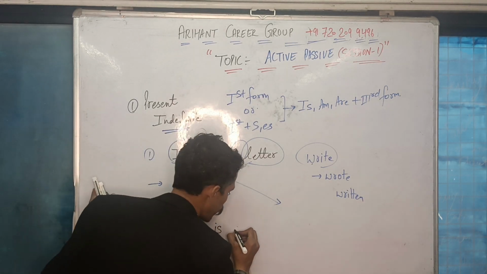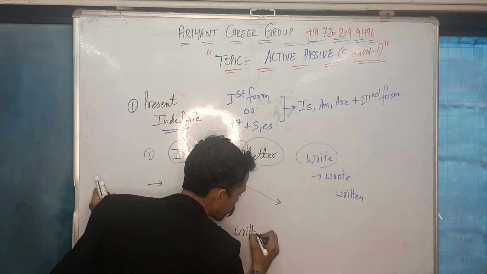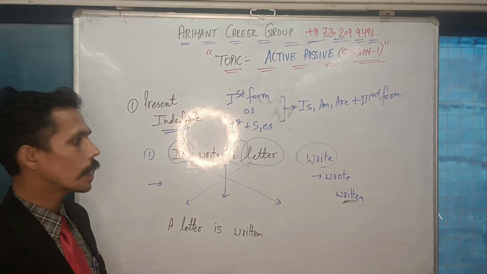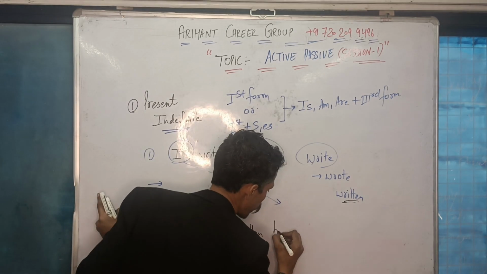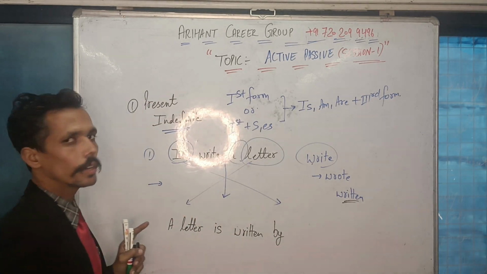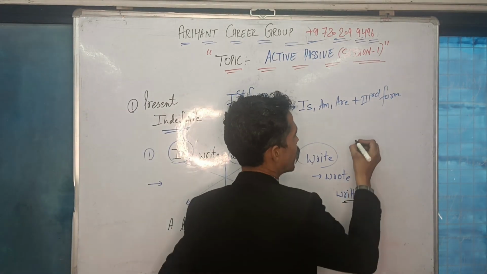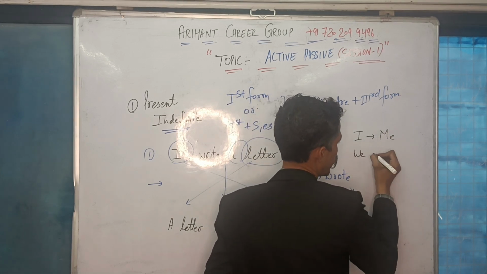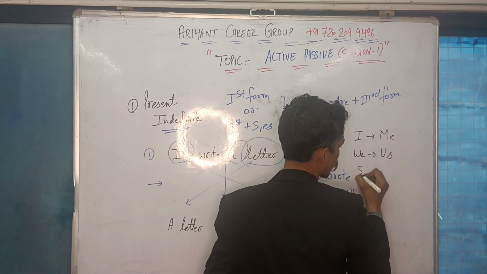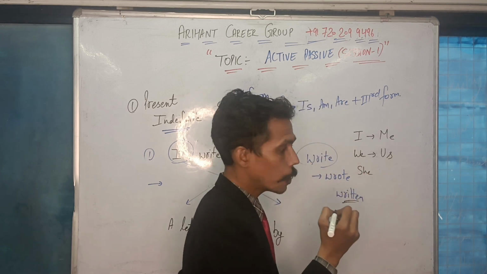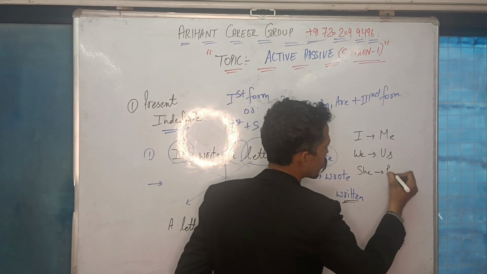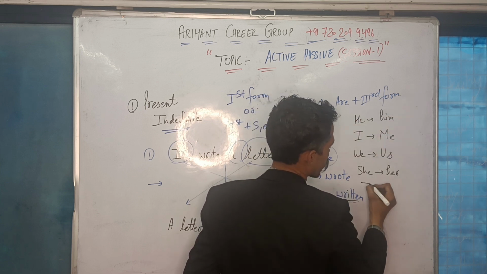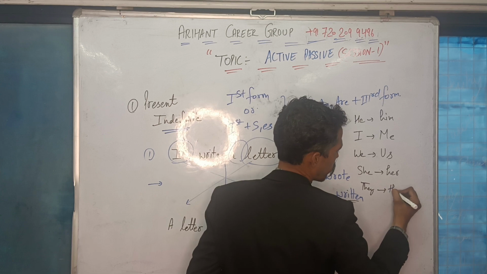A letter is, then the third form, written. This was the third form I had written on the board. A letter is written by. Now this I will be converted into me. Please note down this part. I is to be converted into me. We is to be converted into us. She is to be converted into her. He is to be converted into him. They is to be converted into them.